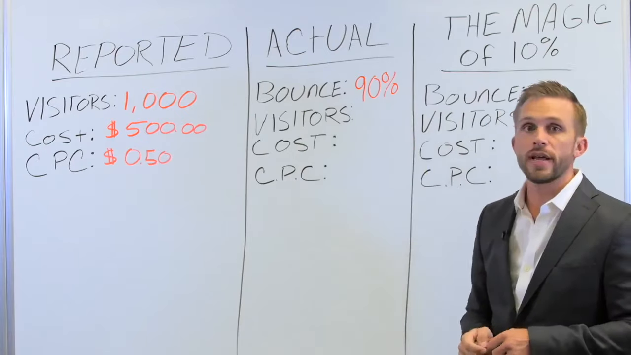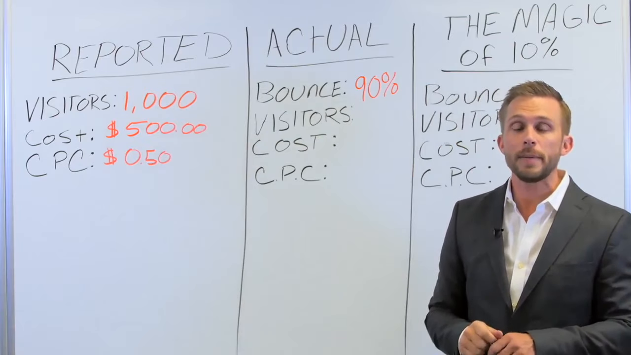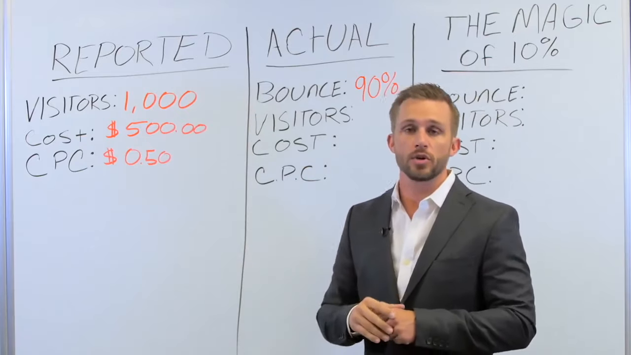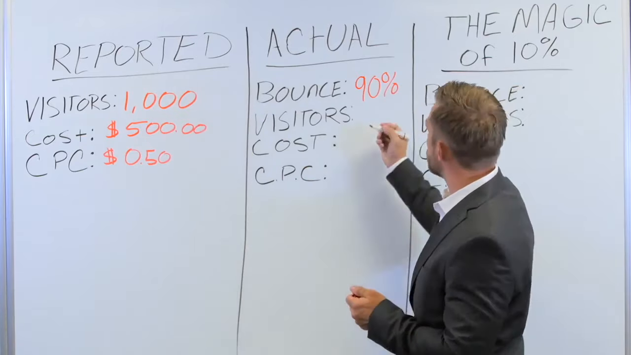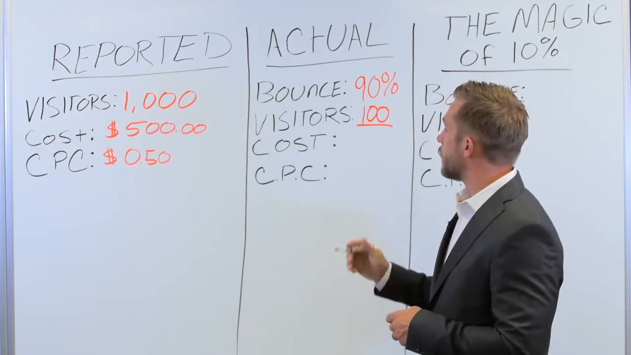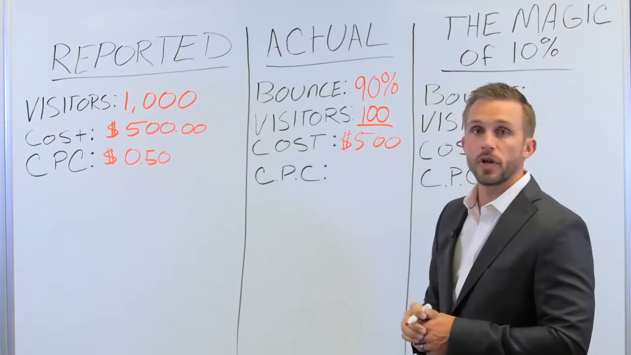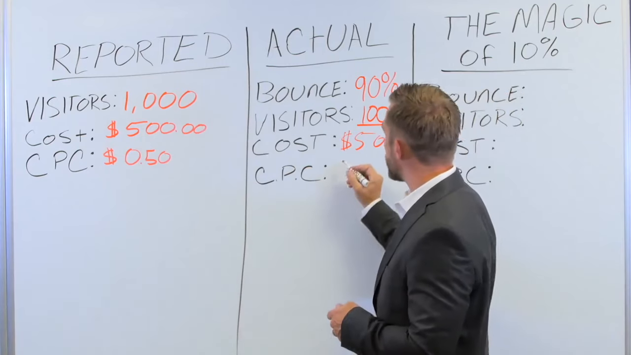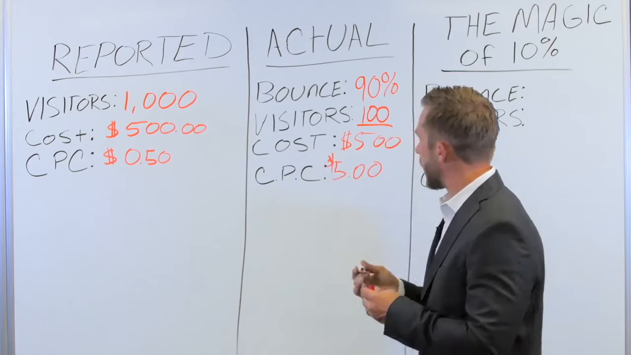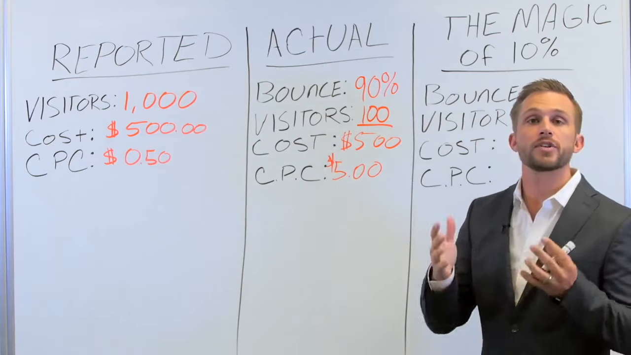So if your bounce rate is 90% and you had 1,000 visitors, what does that mean? That means 900 people bounced. 900 people did not even stay around to seriously consider or check out your offer. So the actual visitors to your offer are only 100. It's a big difference. The cost remained the same, so it's still $500, but now your cost per click went from 50 cents a visitor to $5. Now you're actually paying $5 per visitor that actually sees your offer.